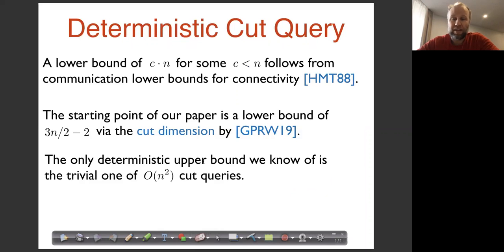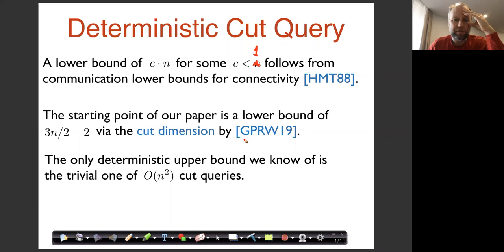So the best lower bound, as I mentioned, comes from this communication result on connectivity. So that's like c times n for some c. Oh, I'm sorry, it's a typo here. This is not c less than n. This is c less than 1. Okay, so that's the best lower bound.